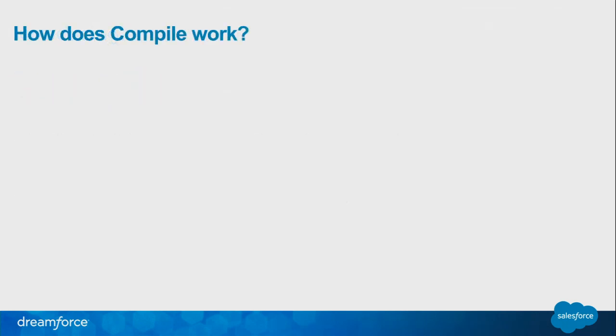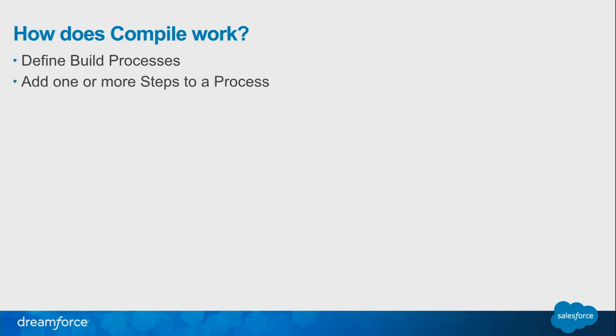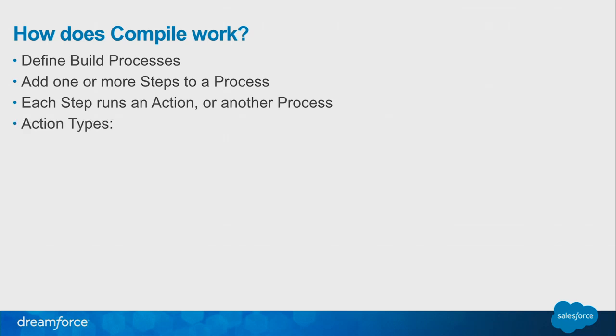How does it work? You define a build process. You can have a bunch of them. Each process has a bunch of steps. So one step could be grab files from a static resource, get them into local memory. The next step would be concatenate those files into one big file. And a final step could be save that back to Salesforce. So each step runs one of a set of actions that are defined, or it could run another process.